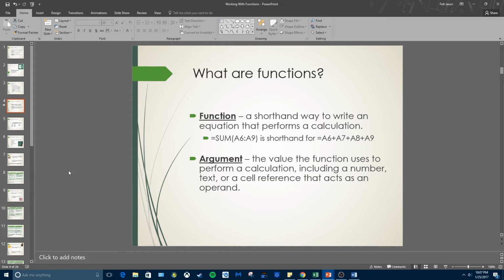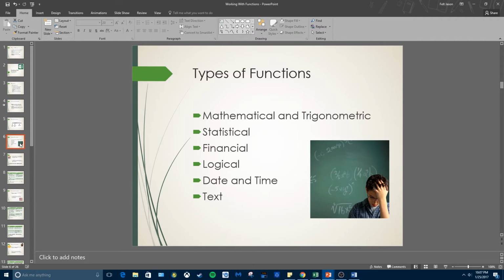Okay. All right. So, moving on. We've got types of different functions that I want you to know, and you should know them to be successful on the industry certification as well as future projects. So mathematical and trigonometric, I can never say that word correctly, statistical, financial, logical, date and time, and text. Those are different groupings.